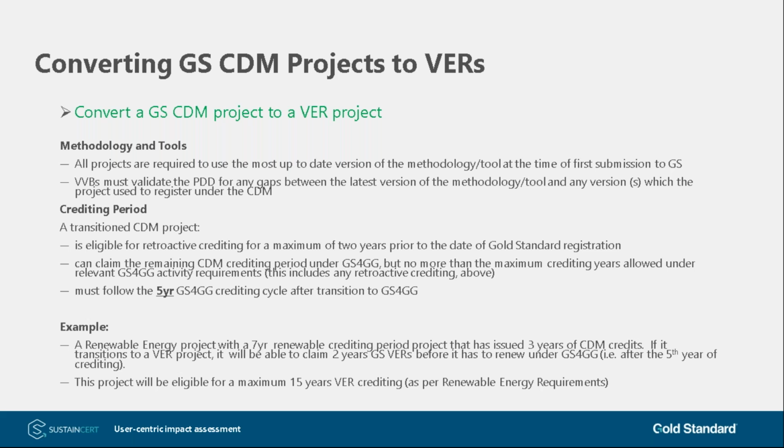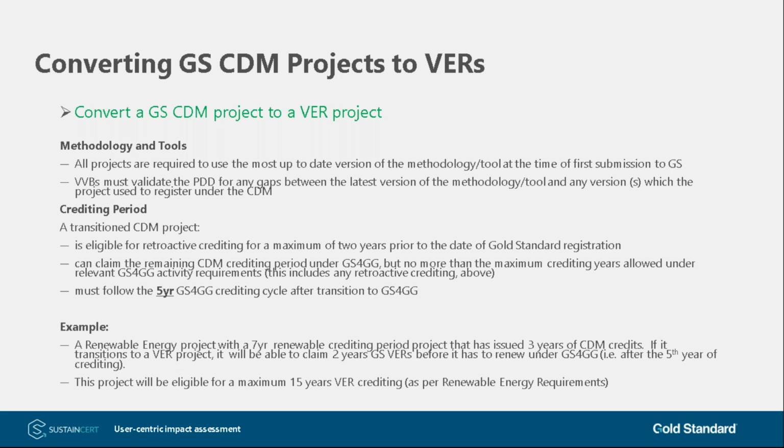Some important points on crediting period. So once a project transitions across to GS4GG, like any other project, it's eligible for retroactive crediting for a maximum period of 2 years prior to the date of Gold Standard registration. In terms of claiming the remaining CDM crediting period, that's totally fine, but it cannot claim more than the maximum crediting years allowed under the relevant GS4GG activity requirements. And obviously that includes retroactive crediting as well.